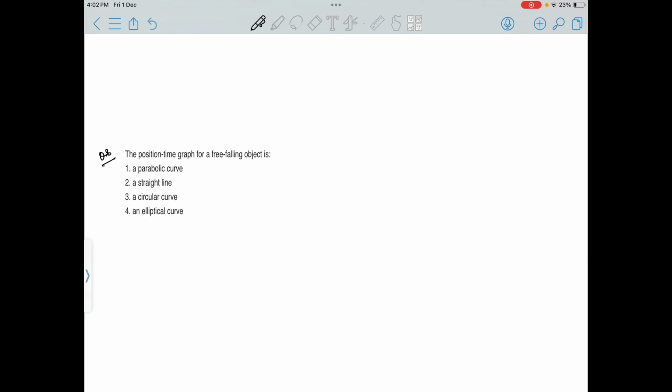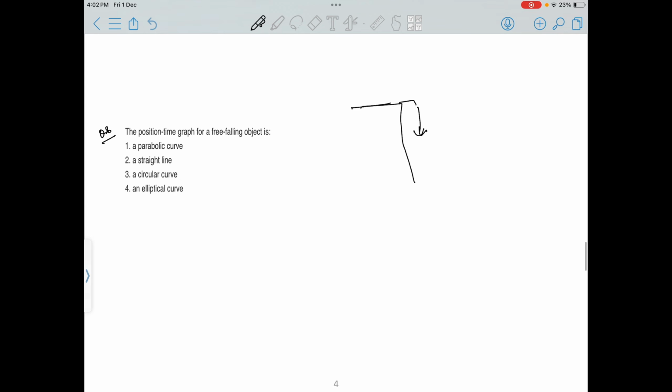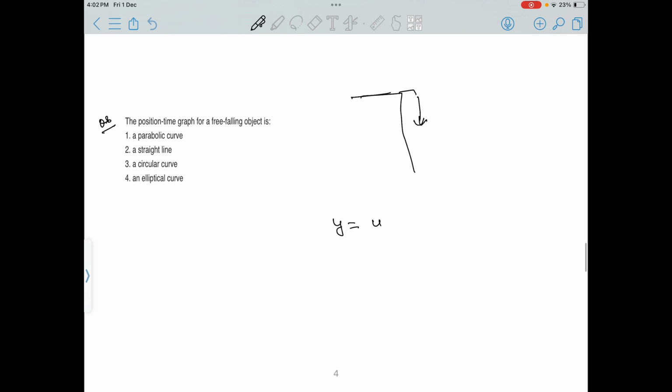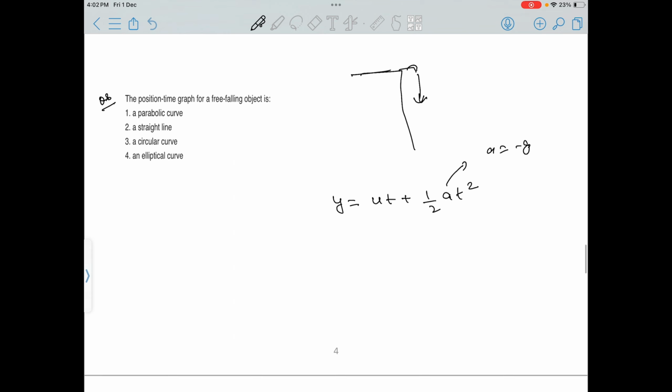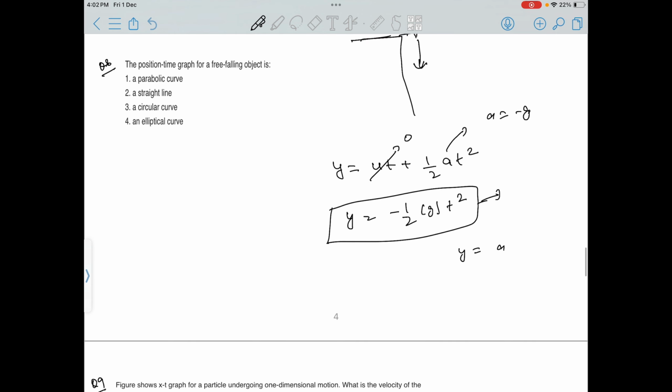Question number 8. Position time graph of the free falling object. Suppose from here it is falling. From the equation we know that y is equal to ut plus half at square. For free falling, a is equal to minus g because it is moving downwards. Starting from 0, y is equal to minus half gt square. This is the equation of a parabola, so this is parabolic. Why is it not a straight line?